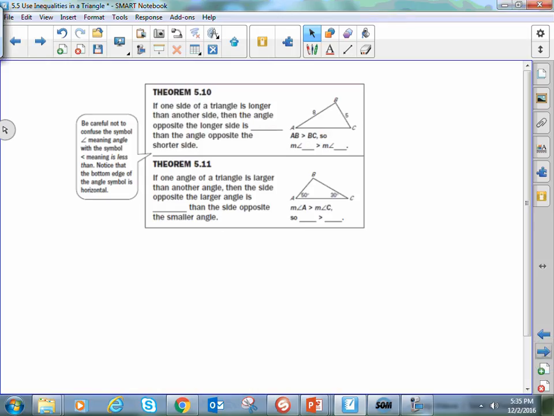And that's essentially what they're getting at here, where they're saying this is theorem 5.10 and 5.11. They couldn't even be bothered to name these theorems because they're really not theorems in my opinion. They're simply saying that the larger side is across from the largest angle and the smallest side is across from the smallest angle, or vice versa. So if they tell you the sides, you can tell where the biggest angle is based on the sides. And if you know the biggest angles, then you know where the biggest sides are. Just that simple, I think.